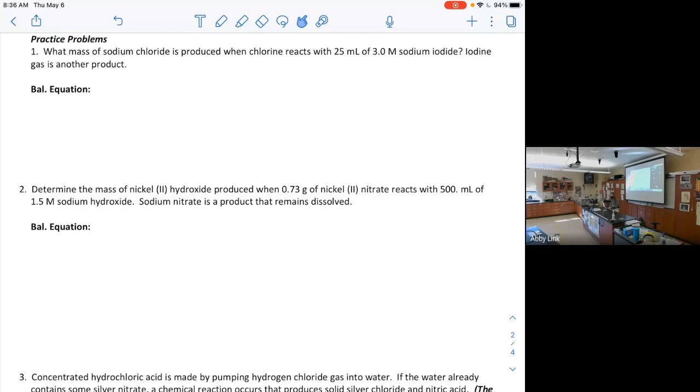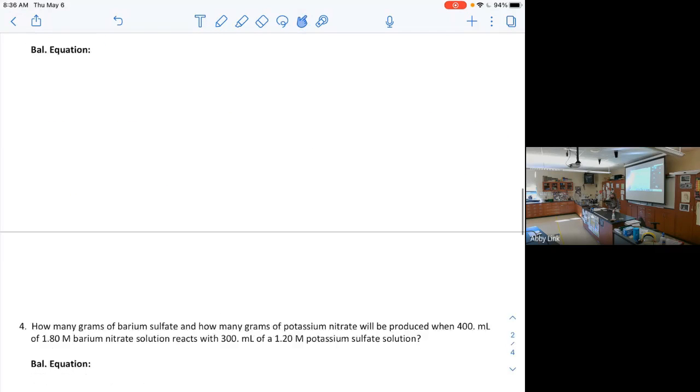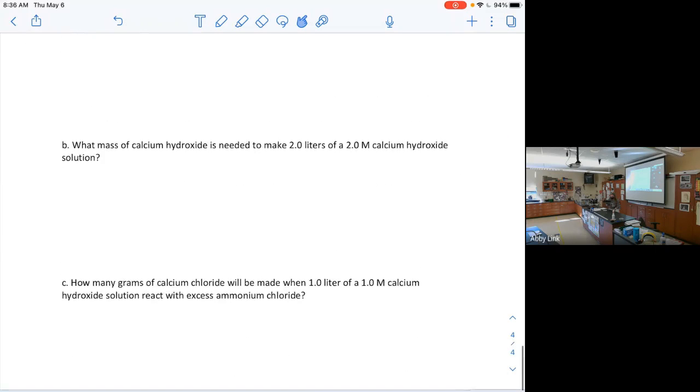I mean, it's all the same, right? It's just a little bit longer of a problem. All right, let's do number 2. I'm going to come down here because I'm going to need more space.